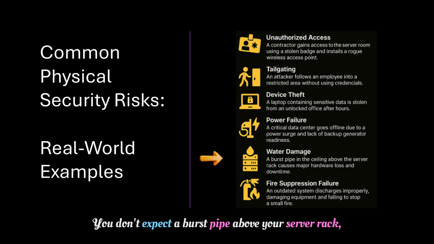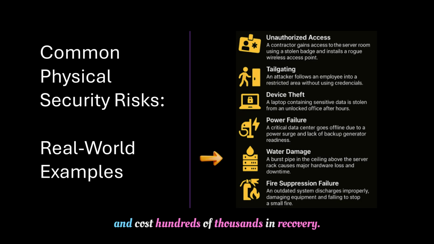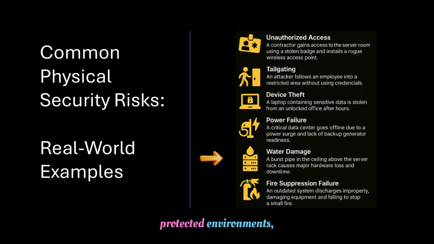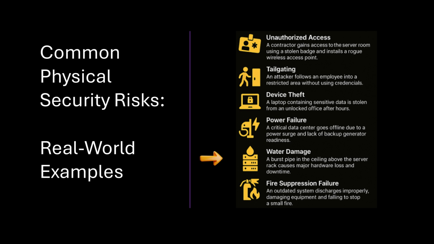You don't expect a burst pipe above your server rack, but it happens. Water damage is an often neglected risk that can physically destroy your equipment, force downtime, and cost hundreds of thousands in recovery. It's your responsibility to ensure that sensitive equipment is housed in properly protected environments with environmental monitoring in place to alert you before it's too late.